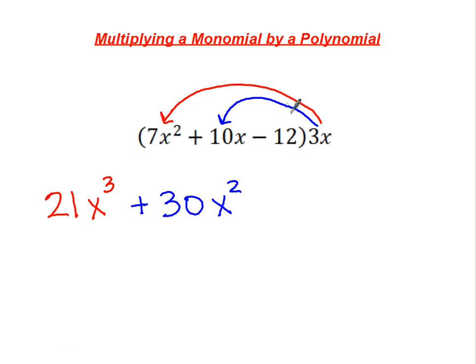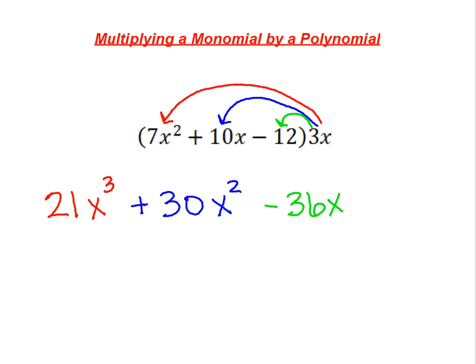And then lastly, 3x times this negative 12. 3 times negative 12 is negative 36. And we had an x as part of our other term, so it's negative 36x.